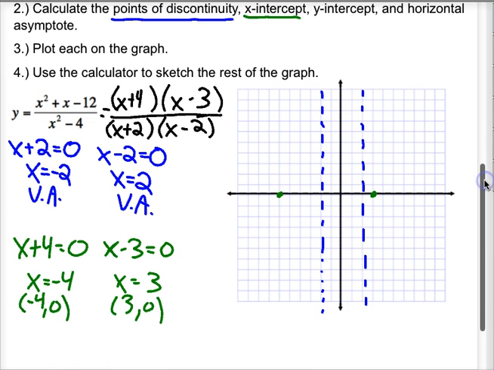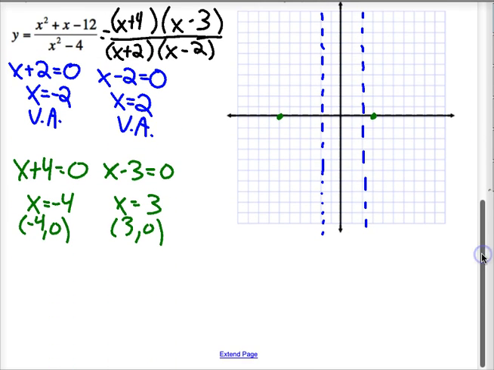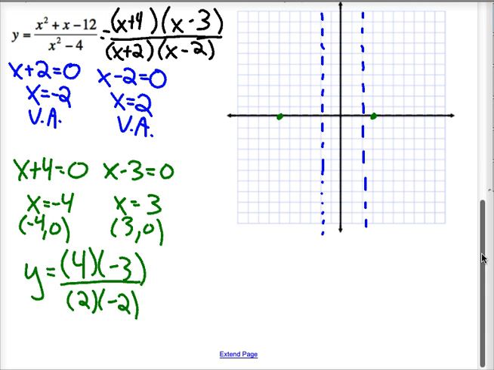And it also wants the y-intercept. So the y-intercept comes from plugging 0 in for x. So when I plug 0 in for x, I'm getting 4 and -3 over 2 and -2 as I'm plugging 0 into that factored form. So I get -12 over -4, or I'm getting a y-intercept up at 0, 3.